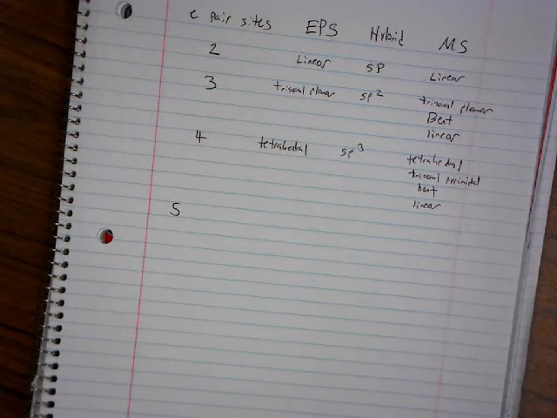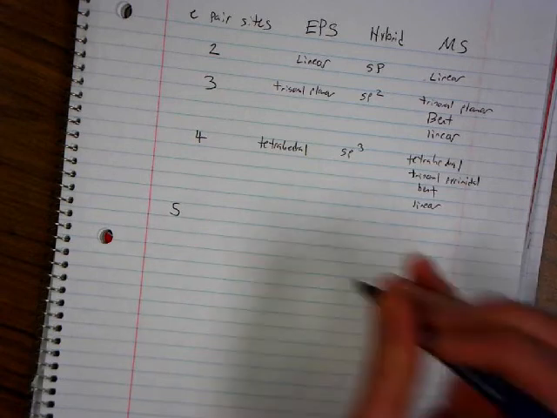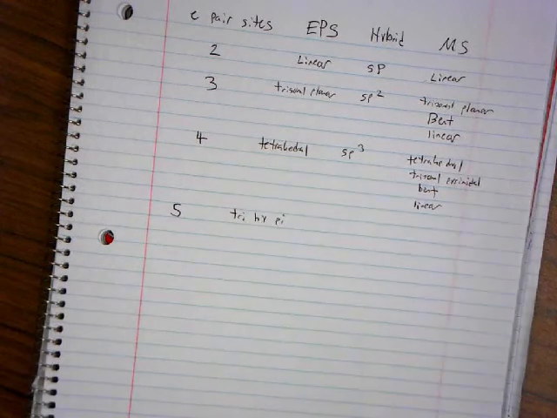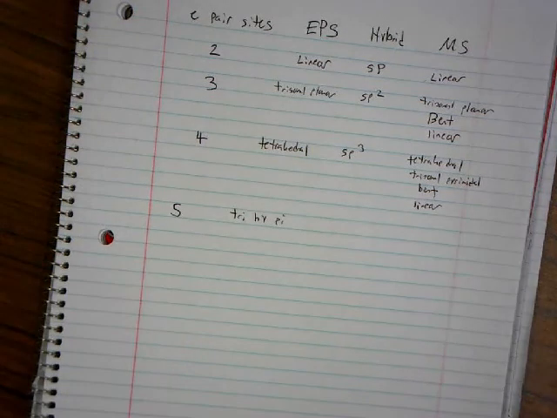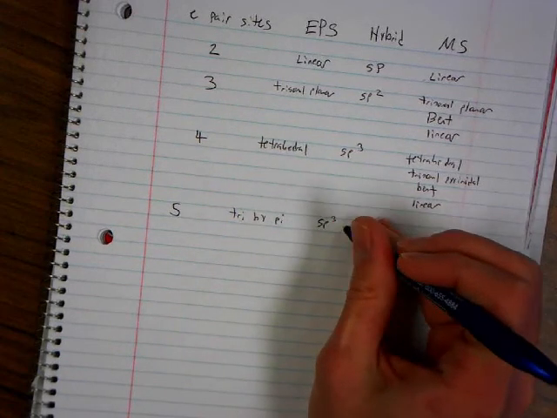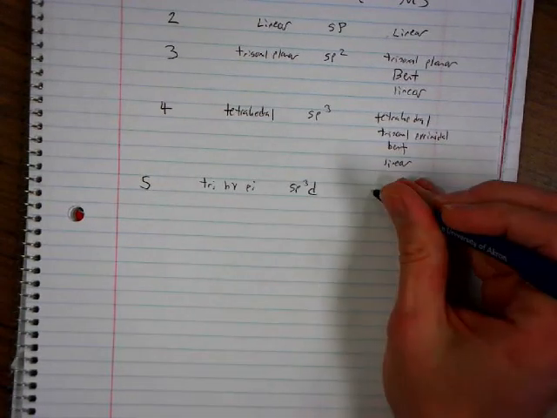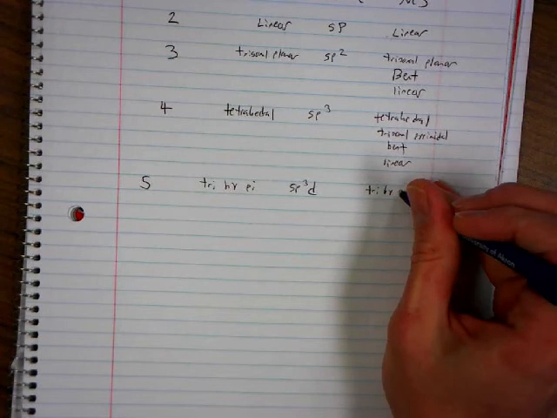Let's go to 5. For 5, my EPS is what? Trigonal bipyramidal. Hybridization is now sp3d, because I have to add another one, because I have 1 plus 3 plus 1. So my first one is trigonal bipyramidal.